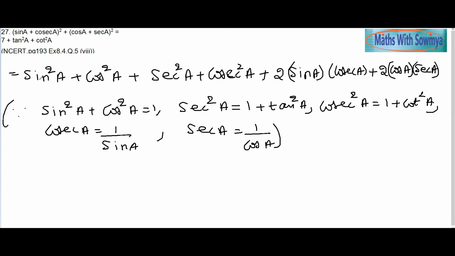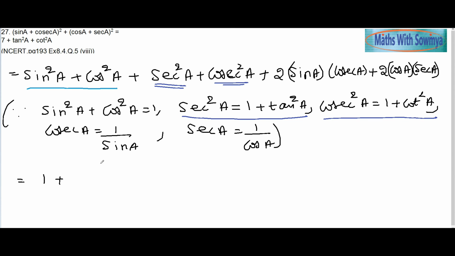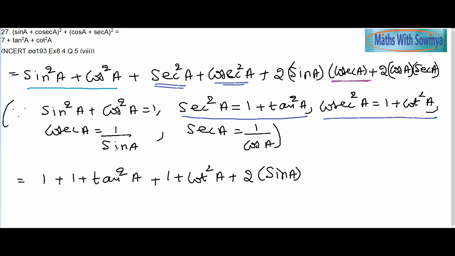Sin square A plus cos square A will give us 1, plus secant square A, we have the formula here, cosecant square A, we have the formula here. We write in place of secant square A 1 plus tan square A, because on the right hand side we want tan square A. In place of cosecant square A, 1 plus cot square A, plus 2 into sin A as it is. What is cosecant A? Nothing but 1 by sin A. And what is secant A? Nothing but 1 by cos A. We can just replace them.